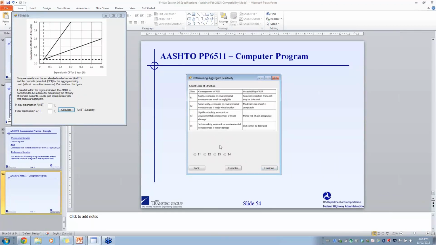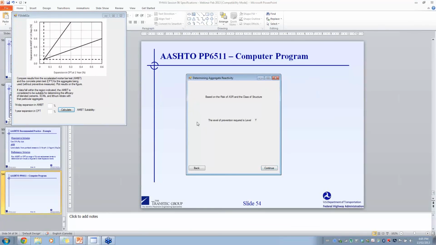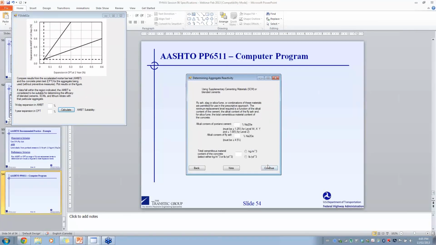It tells you to actually select the classification of structure. So let's say we're building a barrier wall or something like that, pavement, continue. It tells you your level of prevention required is Y. Then it gives you the option of limiting the alkali content or using SCMs. Let's take the using SCM option.